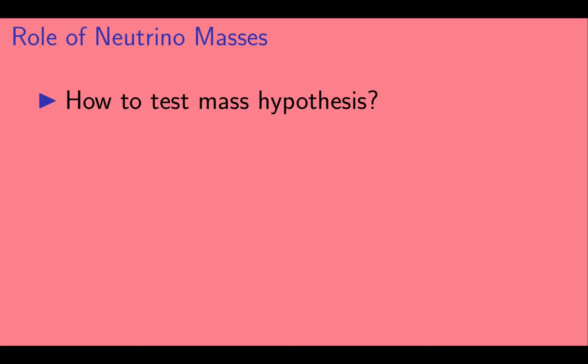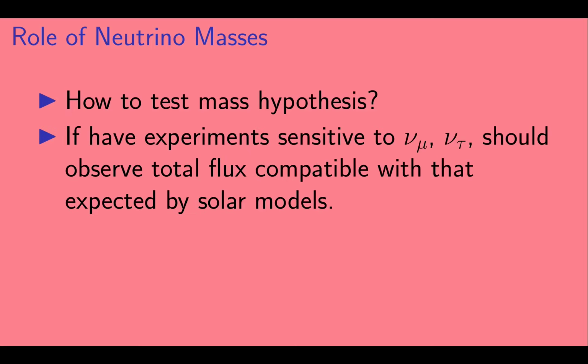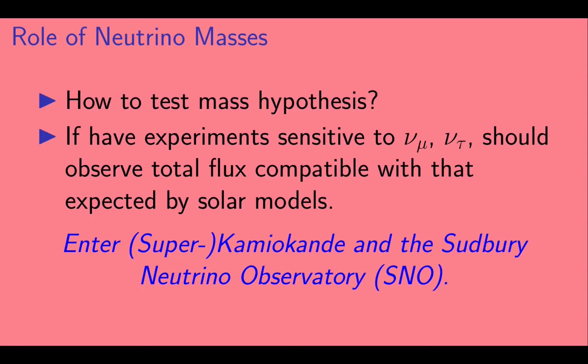So, how to test the mass hypothesis? If we have experiments that can see muon and tau neutrinos, in addition to electron neutrinos, the total neutrino flux from the sun should be compatible with that expected by solar models. Enter the Kamiokande, Super-Kamiokande, and Sudbury Neutrino Observatory experiments.